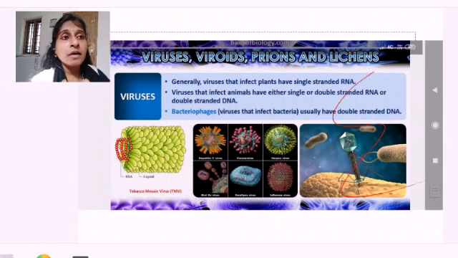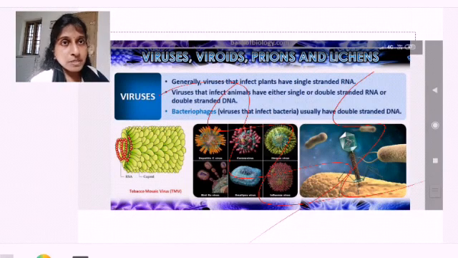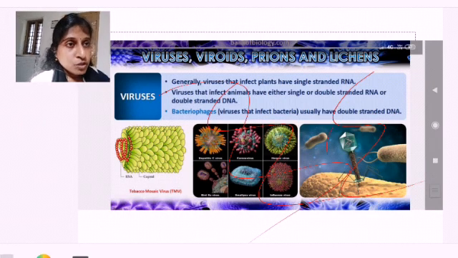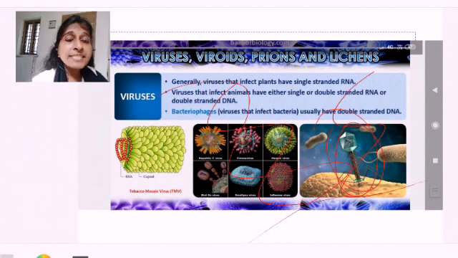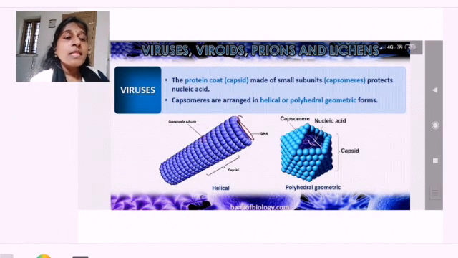Double stranded RNA, or they are having double stranded DNA. Okay. So like us, we are having double stranded DNA. Viruses can also have double stranded DNA which are attacking us. Okay. Bacteriophage. So this is bacteriophage, a virus that is attacking bacteria. They are having what? Double stranded DNA. Clear?